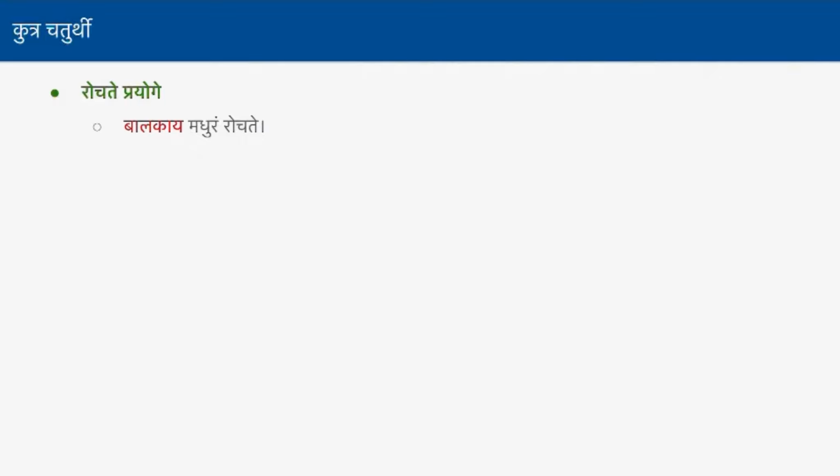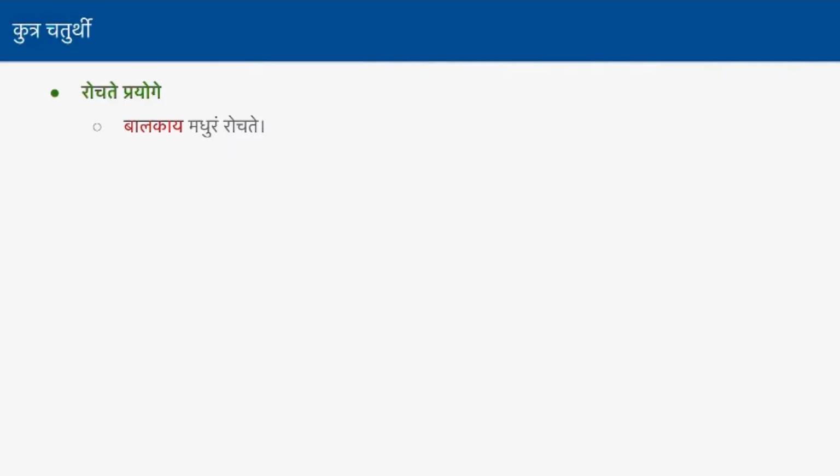Actually that boy is represented by the chaturthi, and what he likes, the madhuram, becomes the karta when rochate is used. If you are not sure about what karta is, what he likes, that object or person, will be represented in the prathama vibhakti here. So balakaya madhuram rochate. Here madhuram is in the prathama vibhakti, because madhuram is the karta and the boy has that desire, so he gets the chaturthi. And why does this happen? Because there is a rochate kriya padam. That's the understanding we need to get.